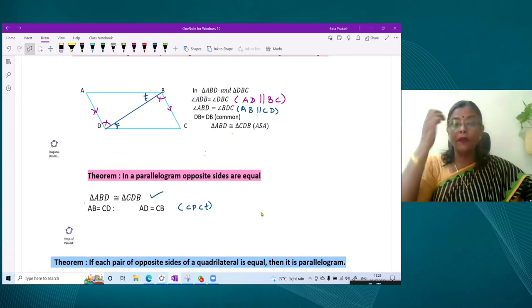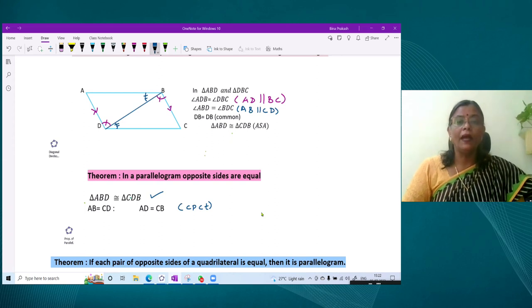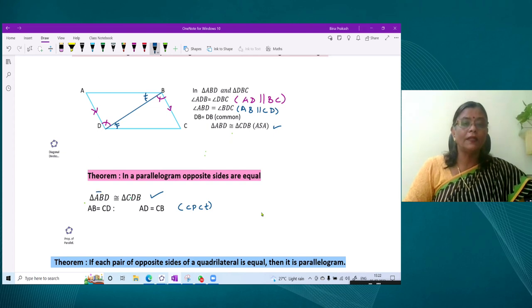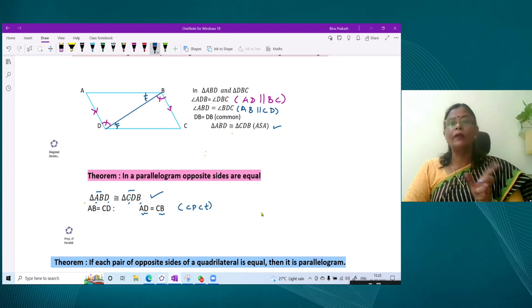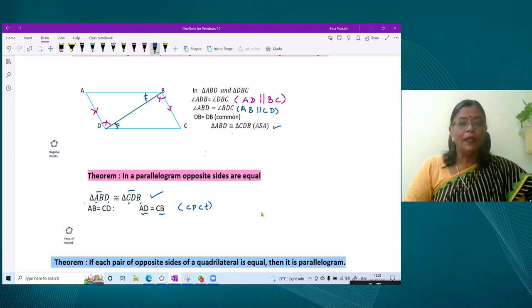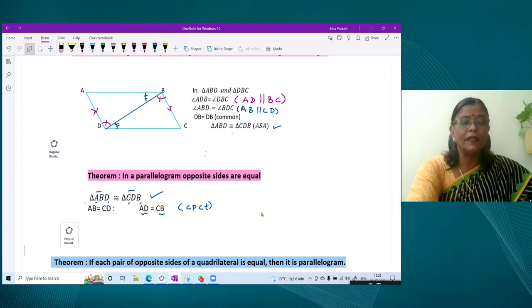So this is the triangle ABD. I've already used it. Look, we have already proved it. So this says that the side AB and side CD will be equal. And likewise, side AD and side CB are equal. So we find that in any parallelogram, the diagonal will divide it into two congruent triangles. The opposite sides of a parallelogram are also equal. Right?